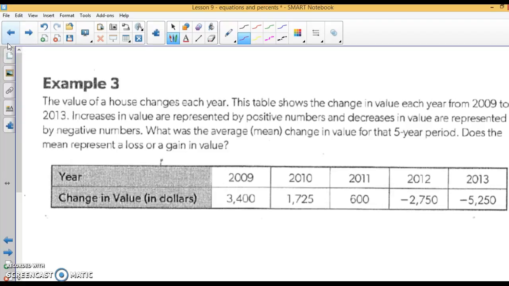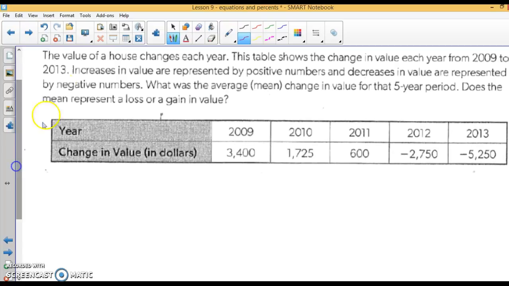All right. Example 3, the value of a house changes each year. This table shows the changes in value from 2009 to 2013. Increases in value are represented by positives and decreases are negatives. What is the average or mean change for the 5-year period? Does the mean represent a loss or gain? Well, this is a great review. This is something that you should know how to do. How do you find the mean or average of any set of data? You find the total or the sum, add them, and divide by how many there are.